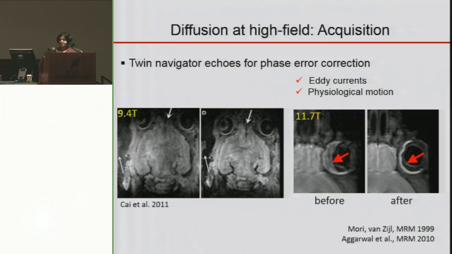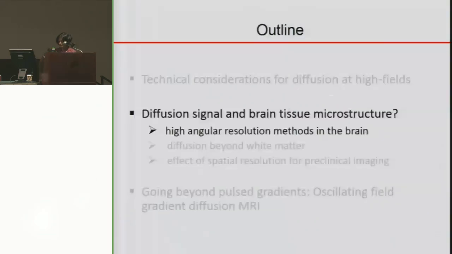So here on the right, I've shown an example of images before and after correction. So here you can see in the image before correction, there are severe blurring artifacts next to the eyeball. And this is something that is typical of diffusion-weighted images at high fields. And then we can see that these artifacts could be effectively removed using navigator correction. And then we can get this clear and sharp image on the right.